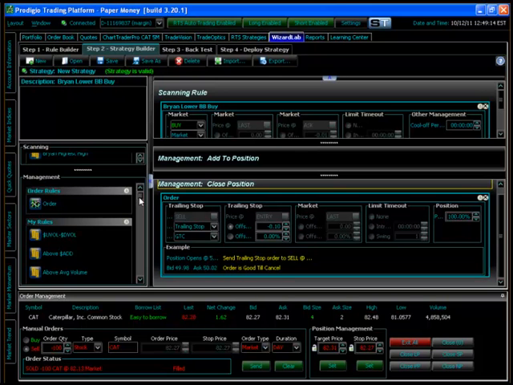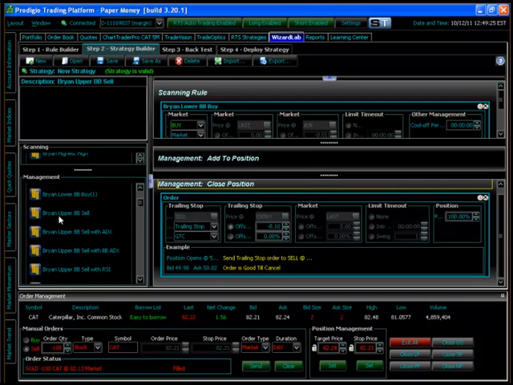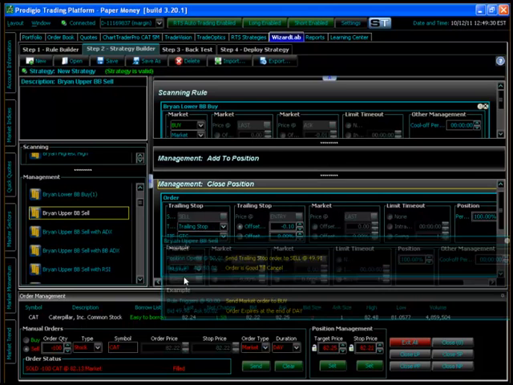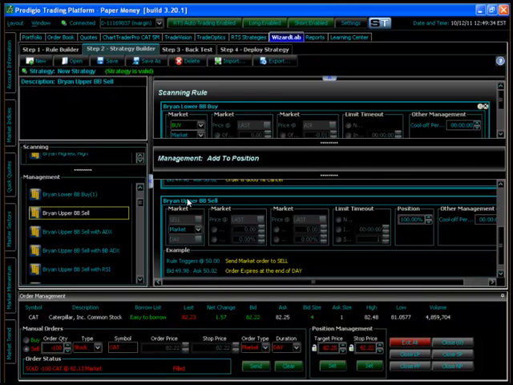If I want, let's say, opposite logic for this Brian lower Bollinger Band buy, I can go and find a Brian upper Bollinger Band sell. This is another rule that I had created in the past, and I could drag this out, and I could put this down here. And if this rule triggers, if this fires a signal, it's going to send another order in to get out of position.